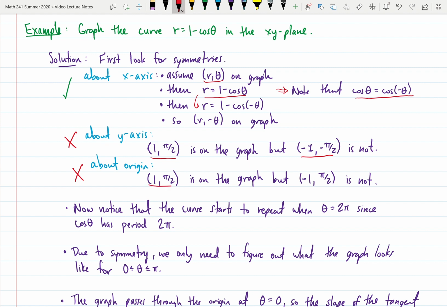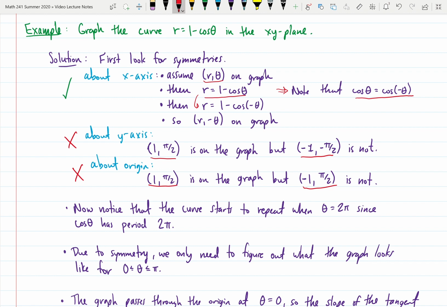And now we can move on to the origin. So 1 pi over 2 is also on the graph, as we already said for the y-axis here. But in this case, we want to show that negative 1 pi over 2 is not on the graph. And it is true that negative 1 pi over 2 is not on the graph. Again, if you need to, pause the video and just make sure that that calculation makes sense to you.